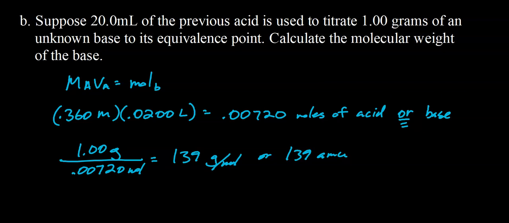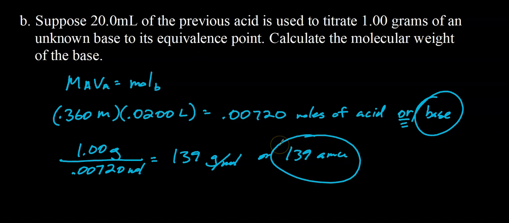So we get 0.00720 moles of acid technically, but because this is at the equivalence point, this is also moles of the unknown base. Take grams of the unknown base, divided by moles of the unknown base, and we get the molar mass, 139 grams per mole, which is numerically equivalent to the molecular mass, which would have units of AMU, so 139 AMU for the molecular mass.